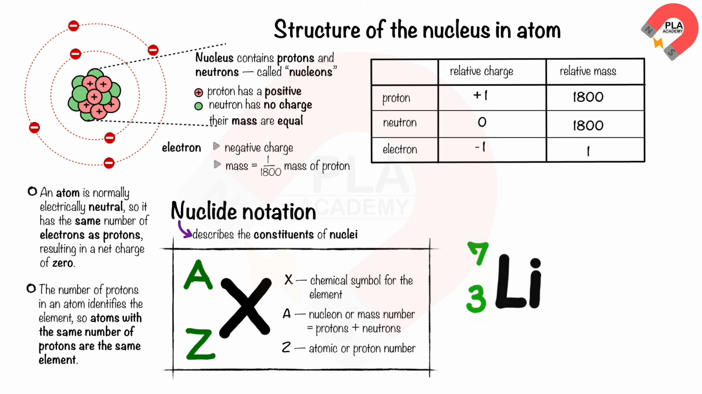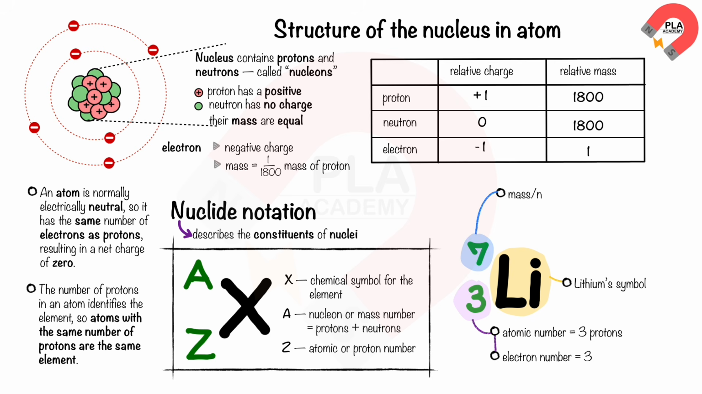For example, the atomic symbol for lithium. Li denotes the chemical symbol of lithium. 3 is the atomic number, meaning there are 3 protons in the nucleus. Since lithium is typically neutral, the number of electrons also equals the number of protons, which is 3. 7 represents the mass number or nucleon number. So the number of neutrons equals 7 minus 3, which is 4.